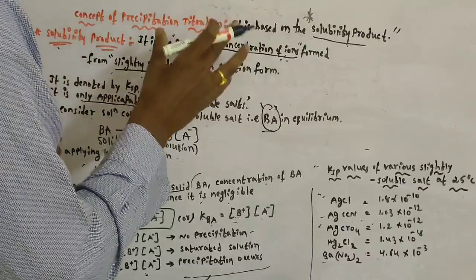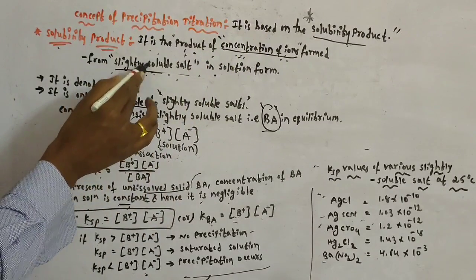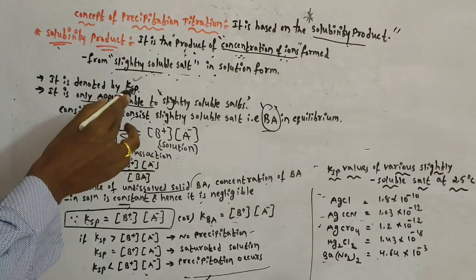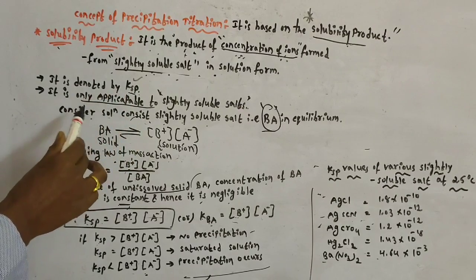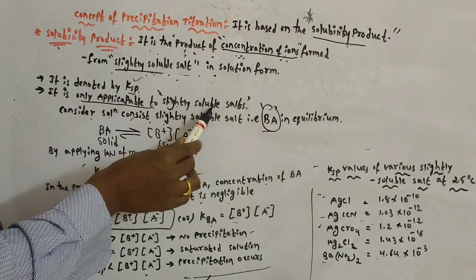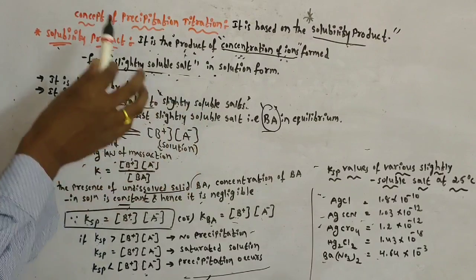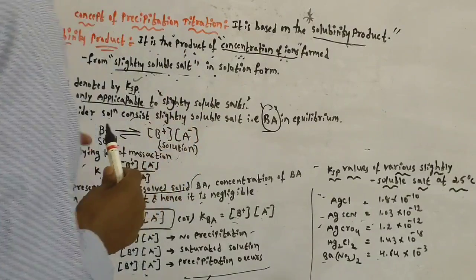Keep this definition in mind. It is denoted by Ksp, where sp stands for solubility product. It is only applicable to slightly soluble or sparingly soluble salts.